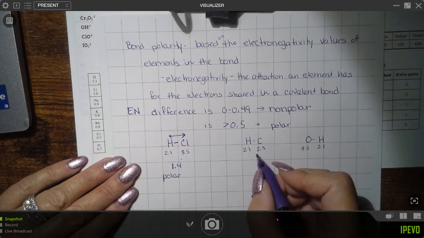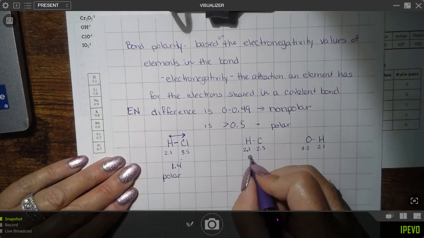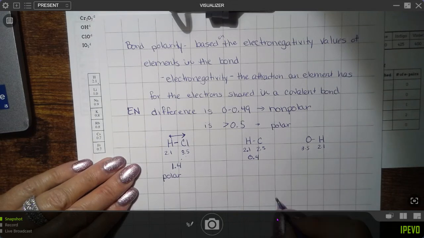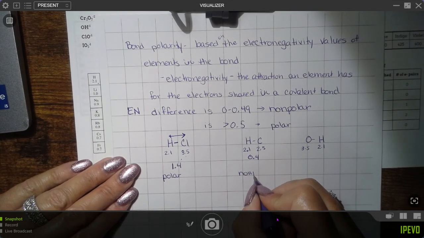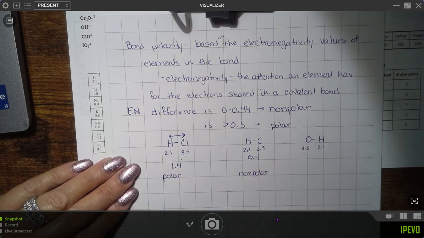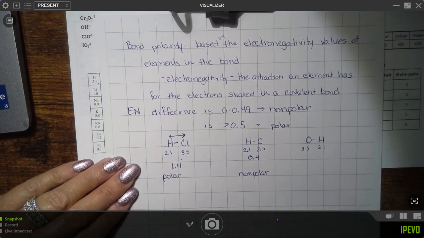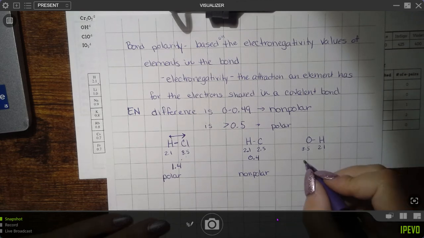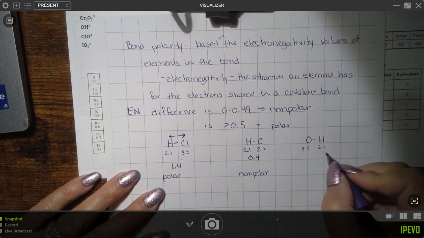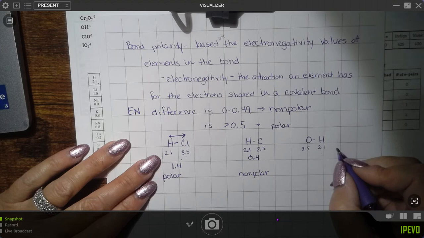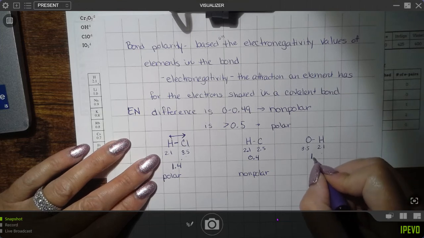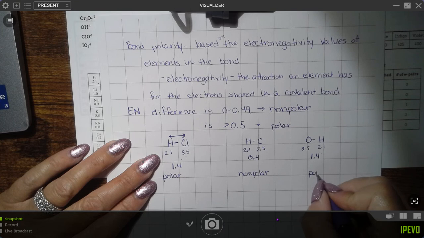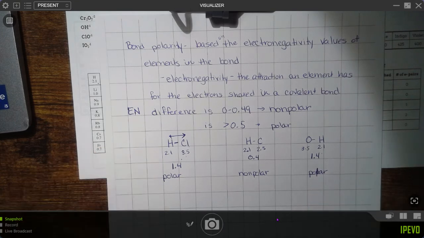Carbon and hydrogen, if we take the difference here, is only 0.4. So that means this is a nonpolar bond. Even though those two elements are different, they're not different enough that the electrons are going to spend more time attracted to one of the atoms over the other. And then finally, oxygen and hydrogen is just like chlorine and hydrogen, 3.5 for oxygen, so a difference of 1.4. Same idea here, that would be a polar bond.